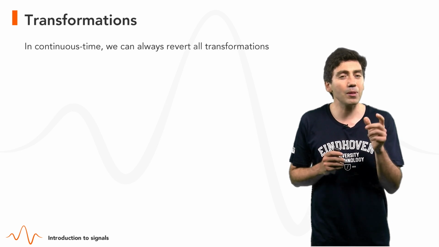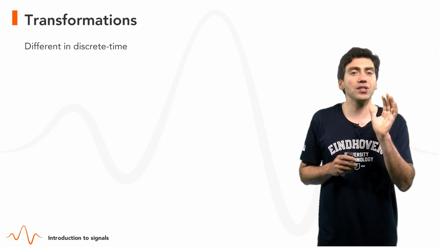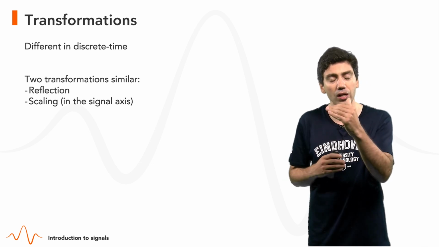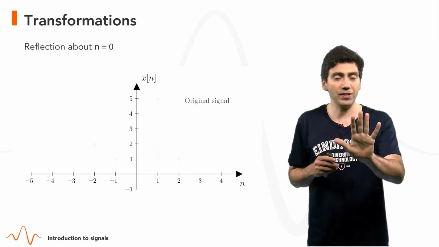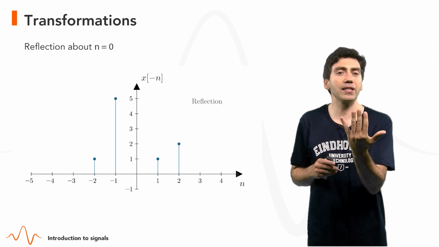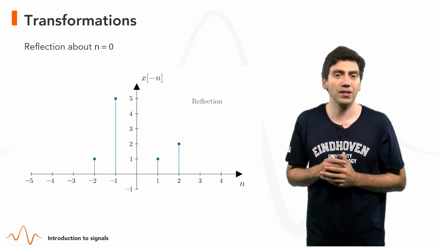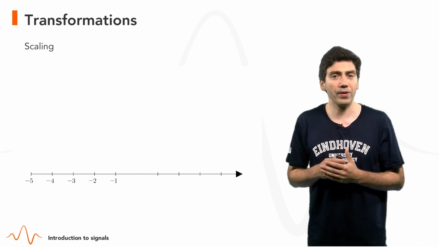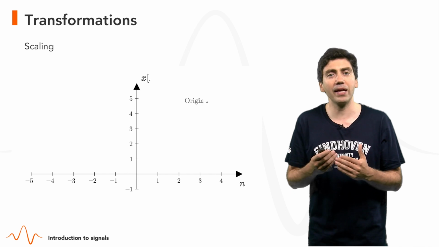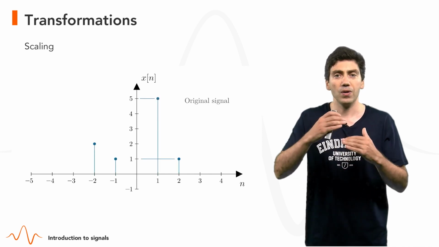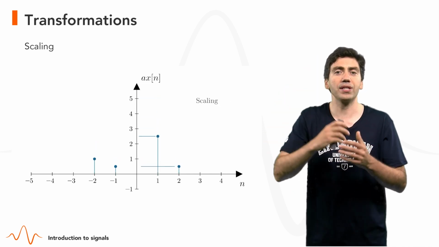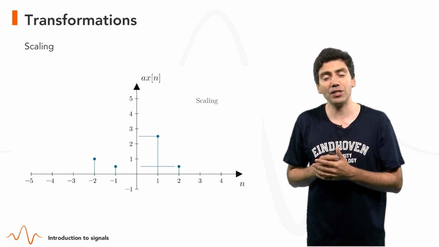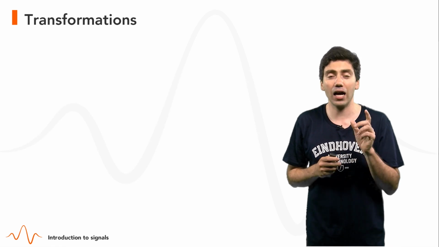In discrete time it is a little bit more subtle. Two transformations are still very easy: the reflection and the scaling in the signal axis. If you have a signal in discrete time, and if we reflect it around the signal axis, we get x of minus n. Scaling is also very easy in the signal axis. If we multiply x of n with a, we either stretch it or shrink it. However, the two other properties that I mentioned, shifting and time axis scaling, are a bit more tricky.